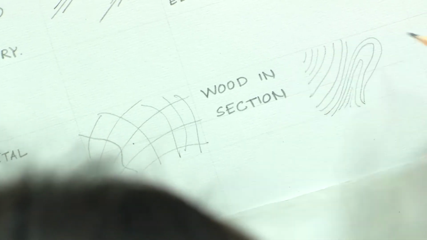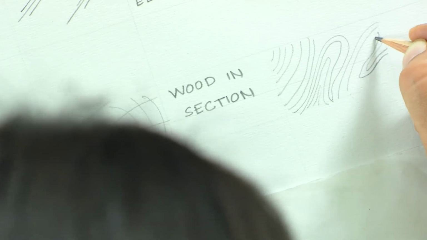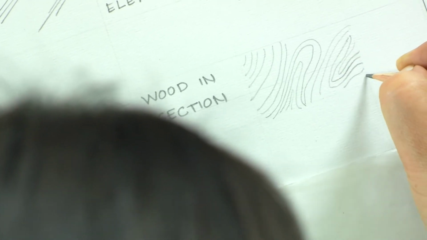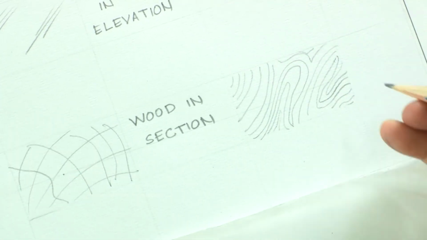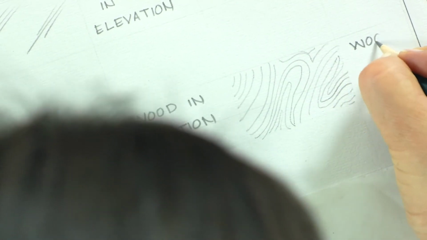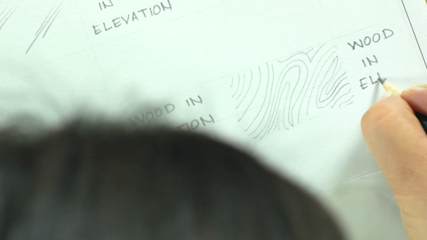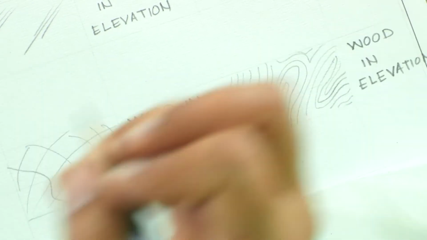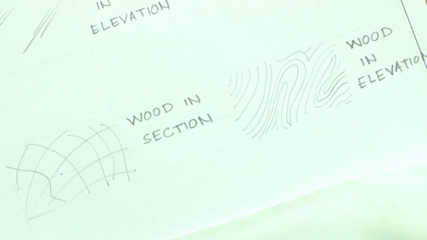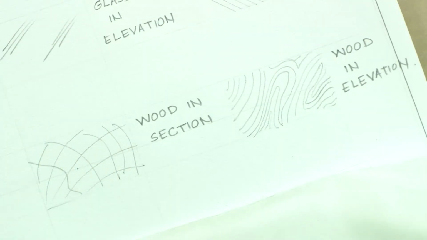So, you have to make some representation for seeing the grains in wood. So, that is wood in elevation. These are most of the different materials that you would be using. We have some more materials.